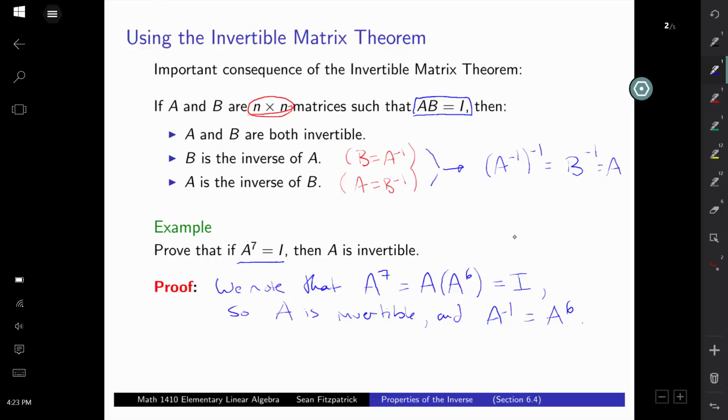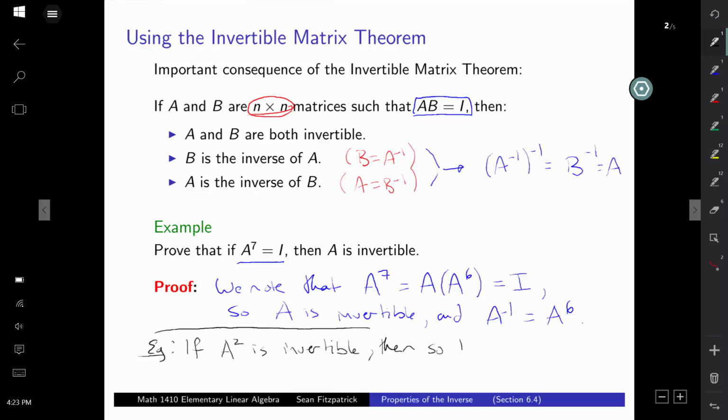Let's see if we can squeeze in another example. Right here. If A squared is invertible, then so is A.